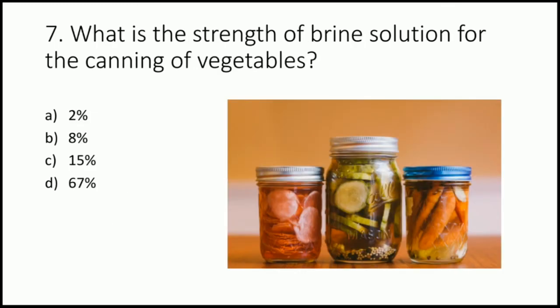Next question. What is the strength of brine solution for the canning of vegetables? So we know canning is a process in which we hermetically seal fruits and vegetables in a tin container, and then we sterilize it so that the shelf life could be extended up to years and more than a year. So when we can vegetables, we need a liquid that is known as brine. So brine is a salt solution, and it has a particular concentration. So the concentration which is required for canning of vegetables is 2%. So the answer is option A, that is 2%.